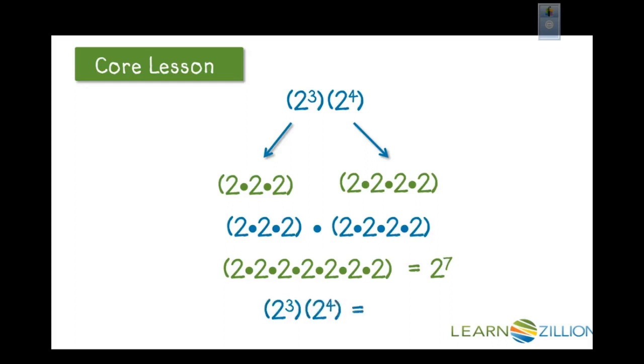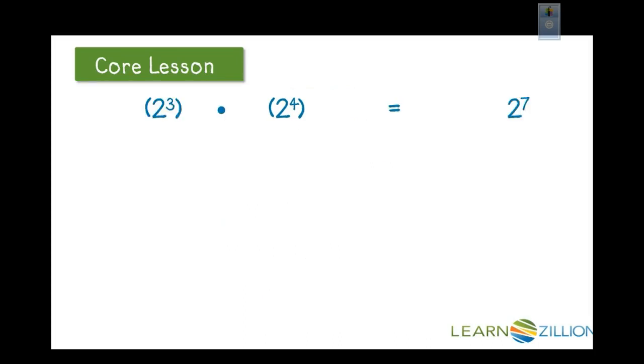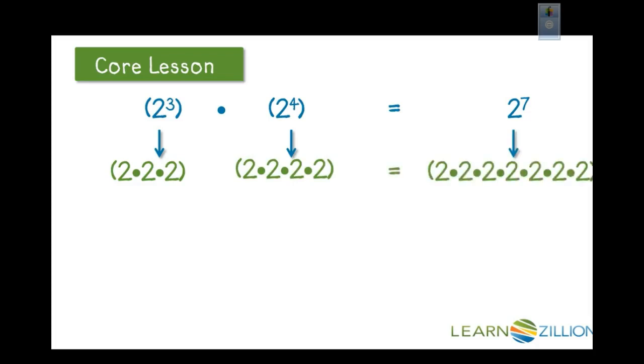So 2 to the third times 2 to the fourth was not 2 to the 12th as some might have expected because we are not multiplying 2 by itself 12 times. The answer is actually 2 to the 7th. We can verify this by actually completing the multiplication for each exponential expression. 2 to the third means 2 times 2 times 2, 2 to the fourth means 2 times 2 times 2 times 2, and 2 to the 7th means 2 times itself 7 times. 2 to the third ends up being 8, while 2 to the fourth ends up being 16, and 2 to the 7th is 128. 8 times 16 is 128, so we get the same result either way.